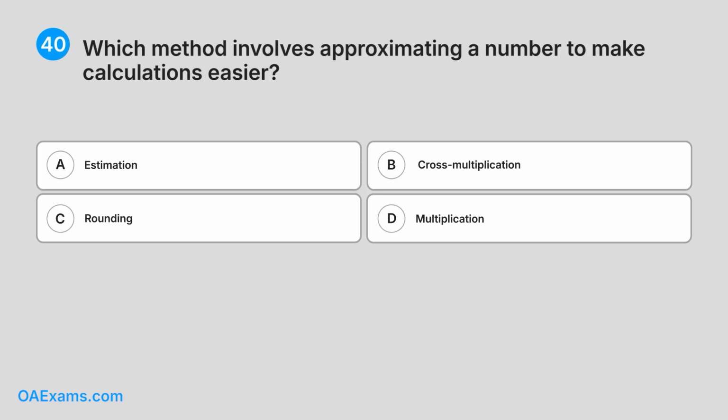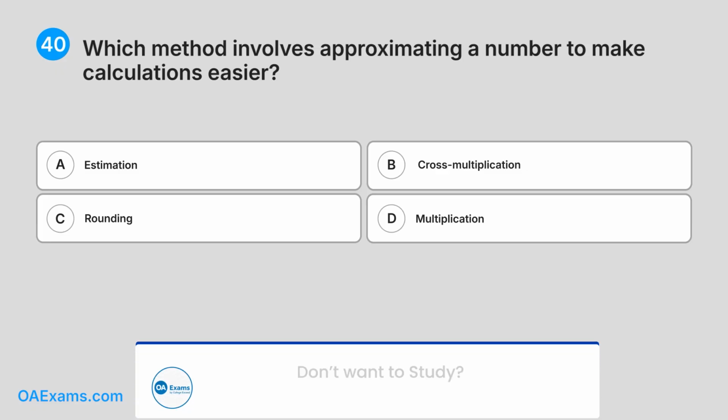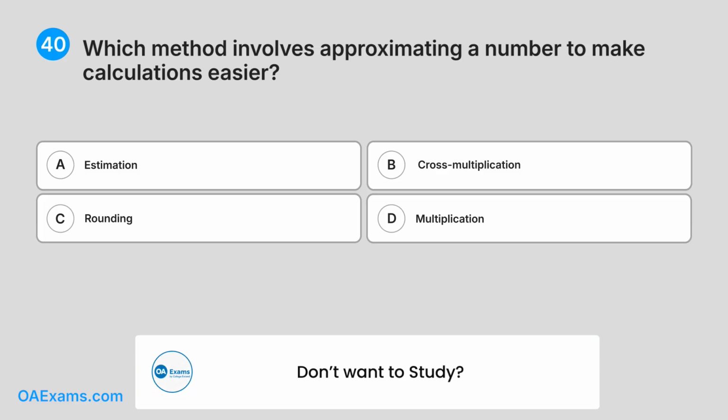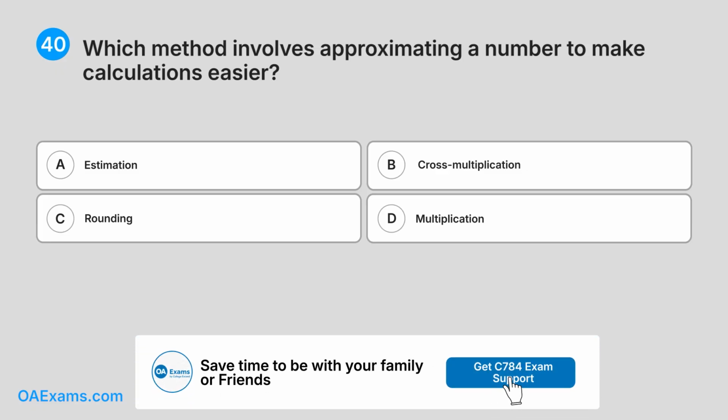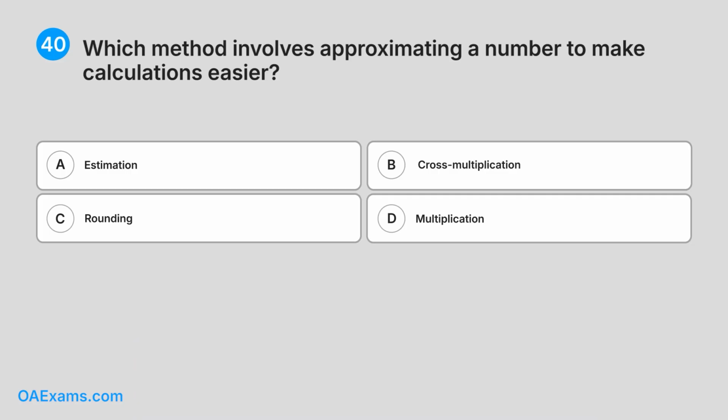40. Which method involves approximating a number to make calculations easier? A. Estimation. B. Cross multiplication. C. Rounding. D. Multiplication. Can you guess the answer?